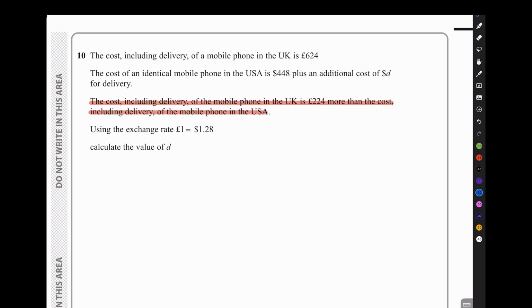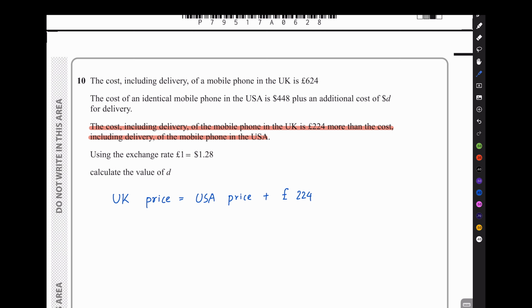Let me form an equation based on this. The cost in the UK, let me simplify it: UK price is equal to USA price plus 224 pounds. That's pretty much it. Now they gave us the exchange rate and they are asking us to find the value of D, and D is in dollars. So what should we do right now?